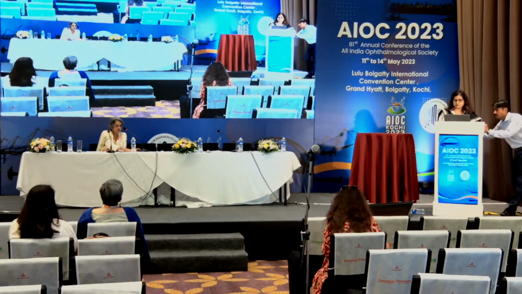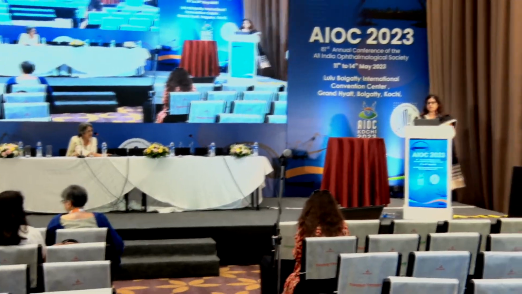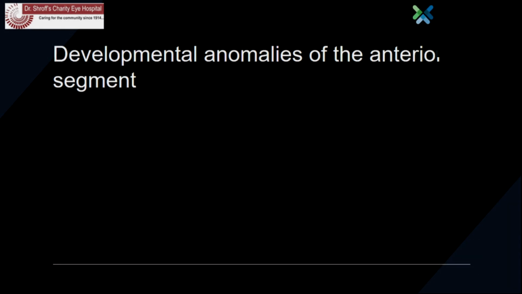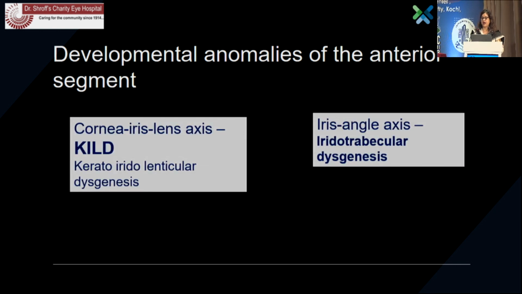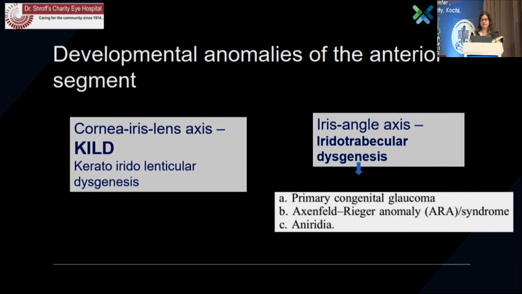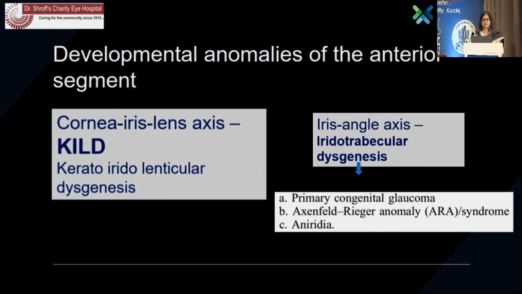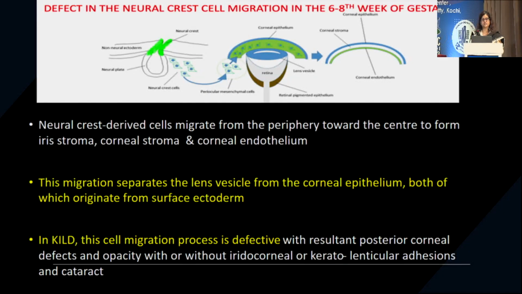So I'll start with my talk on KILD, which this terminology has become very popular now. And as we know, the developmental anomaly of anterior segment can be divided as iridotrabecular dysgenesis, as we see in primary congenital glaucoma, Axenfeld-Rieger syndrome, and aniridia, or it can be keratoiridolenticular dysgenesis. So this is the terminology which has been given, and it is basically because of the defect in the neural crest migration in the 6th and 8th week of gestation.